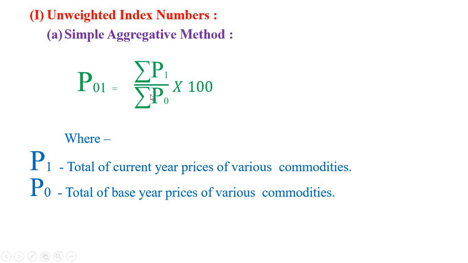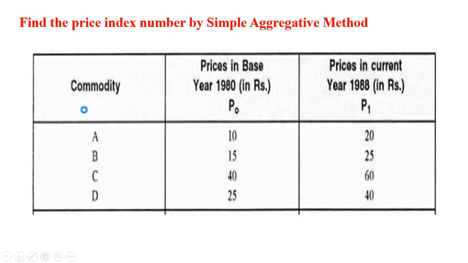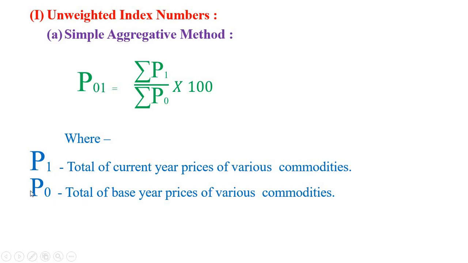Now, first one, unweighted index number: summation P1 divided by P0 into 100. Now each method one by one we'll study, along with the problems, how to solve them. Here we need to remember P1 and P0. If 0 is written down, that is called base year. If 1 is written down, that is called current year.